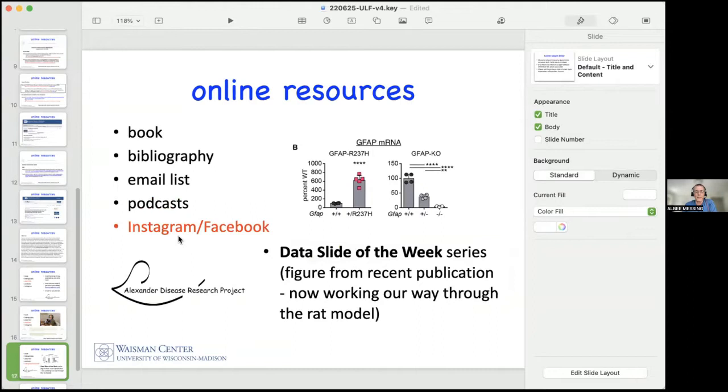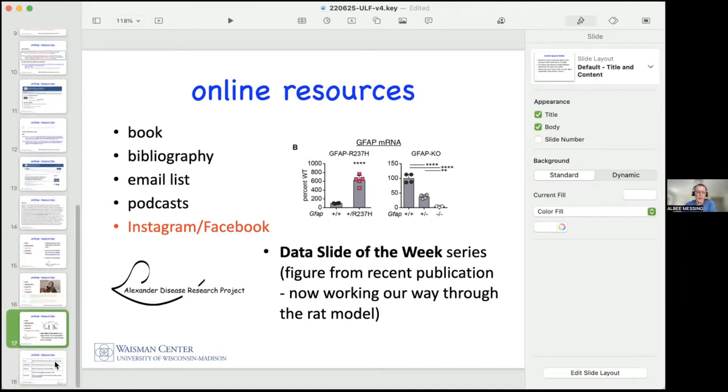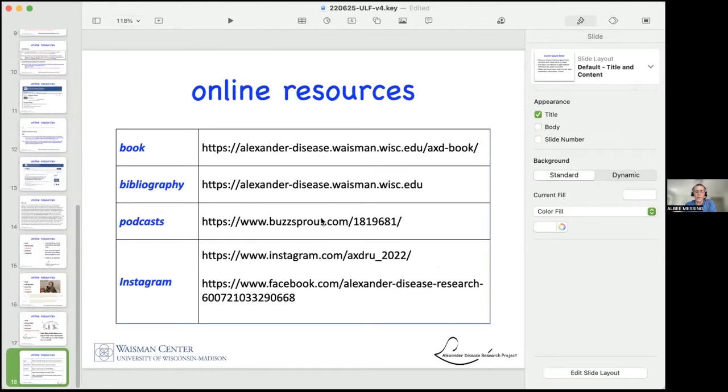And then last, we started having Instagram and Facebook postings of what I call a data slide of the week series. On each Saturday, I put up a figure from a recent paper. Right now we're just working our way through the rat model from my lab. It'll show that figure as well as a brief description of it. This is hopefully an easy way to go through these kinds of publications in bite-sized chunks. And of course, anytime people have questions about it, they can write to me and we can discuss them on a podcast. So with that, I've put all of those different websites together on this one slide.